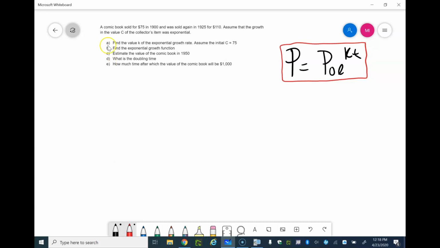So in this first problem, it says a comic book was sold for $75 in the 1900s and was sold again in 1925 for $110. Assume that the growth value is going to be C and C initial. Usually it's written like C with a little O there. This O in the subscript is called initial. That's the starting point of your number. So that's what this means.